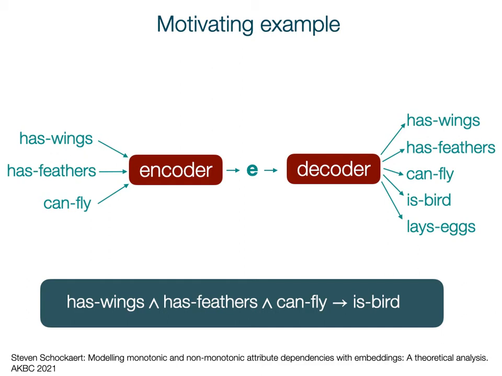Now, we say that this framework models a rule like has wings and has feathers and can fly implies is bird, if it is such that whenever the attributes has wings, has feathers, and can fly are initially given, the representation of the entity that we're learning is such that we would predict the attribute is bird to hold as well.